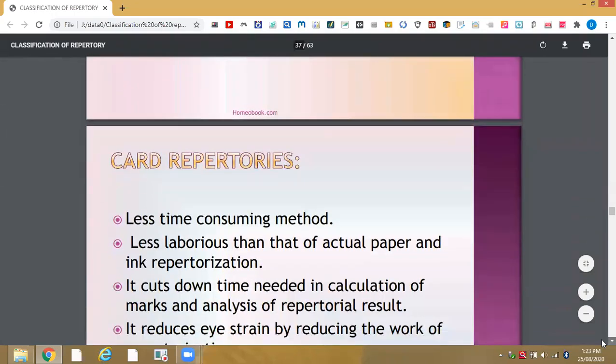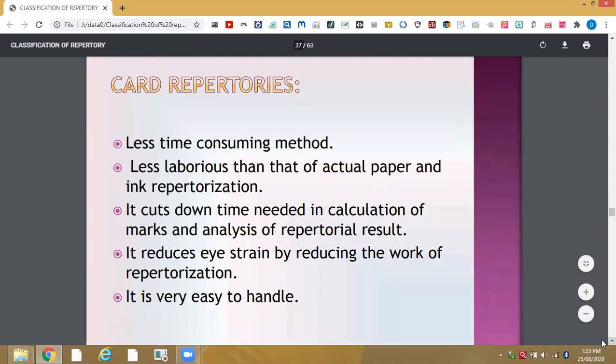They are helpful. Then card repertories: a less time-consuming method, less laborious than actual paper and ink repertorization. It cuts down the time needed in calculation of marks and analysis of the repertorial result. It also reduces eye strain by reducing the work of repertorization. It is very easy to handle. So these repertories are useful because they are less time consuming.